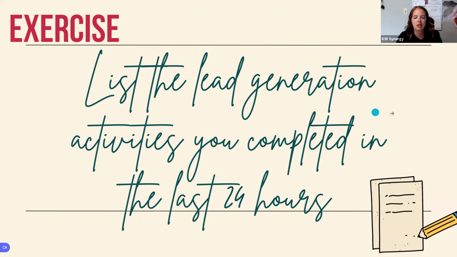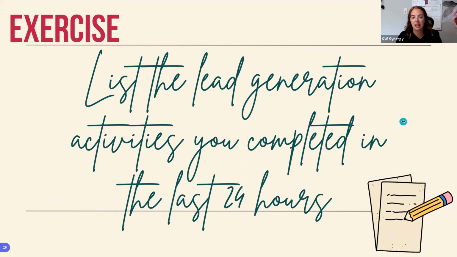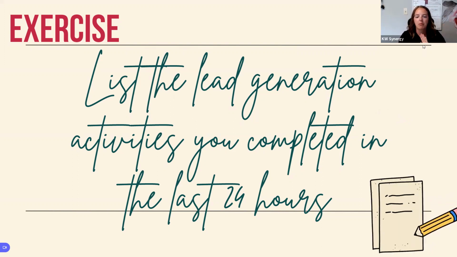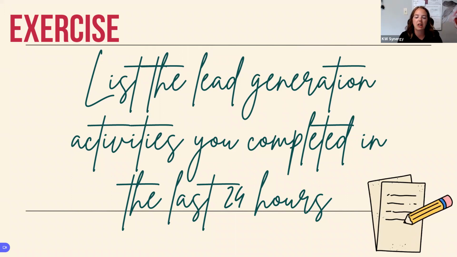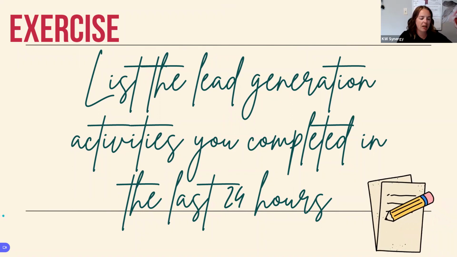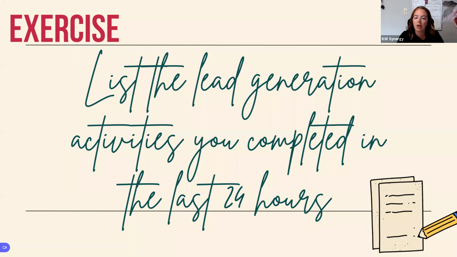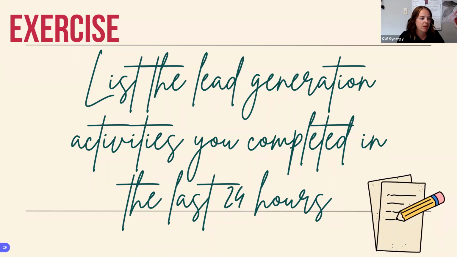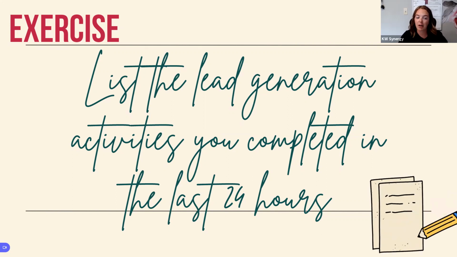So list the lead generation activities that you completed though. We've got to be honest. This is our honesty moment. List the activities you've completed in the last 24 to 48 business hours, if you want to go by a traditional calendar. So write those down. I'm going to give you 1 minute and then we're going to come back, and I would love if one person would share what they did. All right, we've got 1 minute on the clock, and I'll come back in just a second.